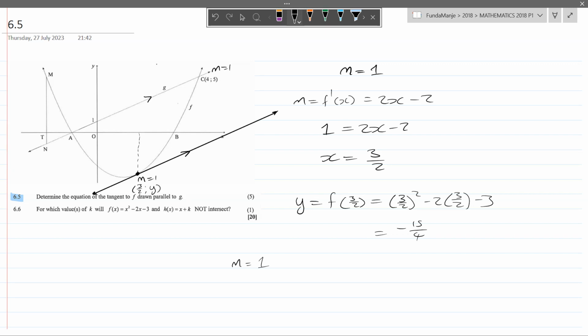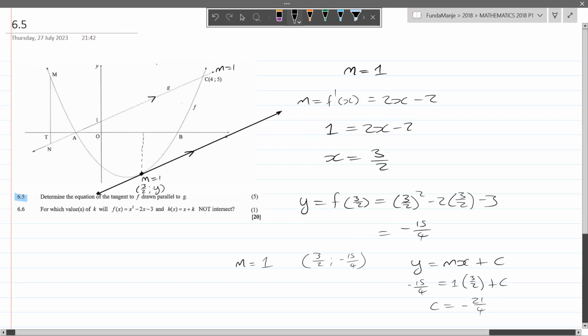So now you have a full set of points you can use. You have a gradient and you have a coordinate, which is 3 over 2, minus 15 over 4. And you can simply use y equals mx plus c in order to find the value of c. y being minus 15 over 4, gradient being 1, x being 3 over 2, we can find the value of c. By taking 3 over 2 to the other side, we get c is equal to minus 21 over 4. So that's minus 21 over 4.